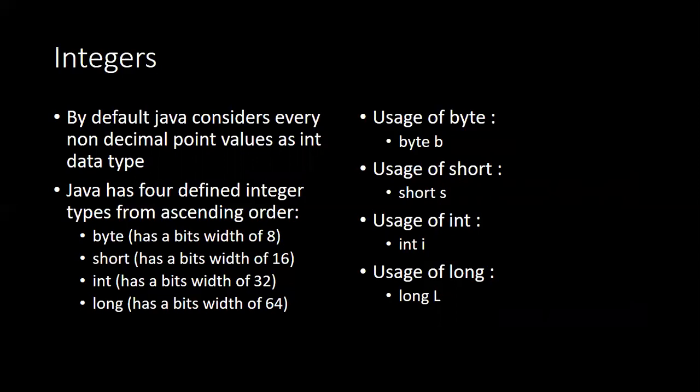We need to remember that 1 byte equals 8 bits. So the byte data type has 1 byte, short has 16 by 8, so 2 bytes. Int has 32 bits, so in terms of bytes it is 4 bytes, and long has 64 bits, so 1 byte is 8 bits, so we can say that 64 by 8 is 8 bytes. Now the usage of byte is, as you are seeing on the screen, byte b, usage of short is short s, usage of int is int i, and usage of long is long l.